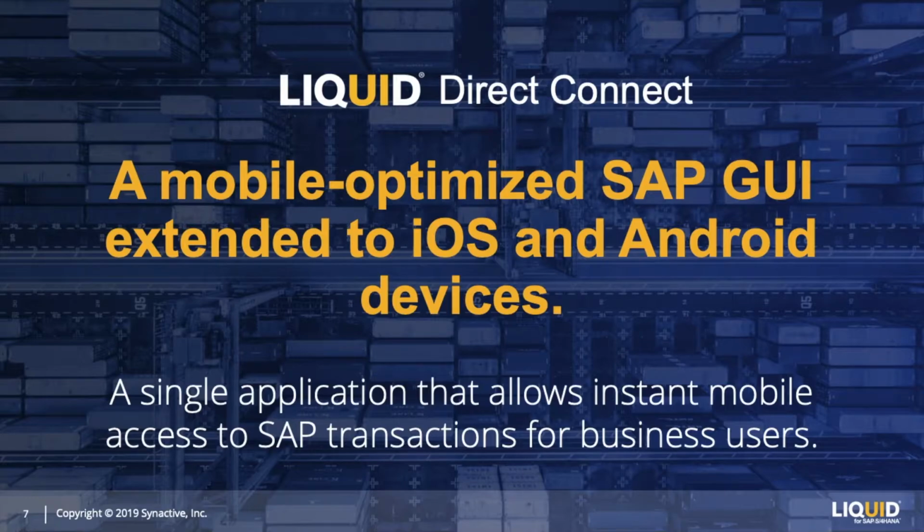proprietary Direct Connect technology. So Liquid UI Direct Connect, this is a mobile-optimized SAP GUI which is extended to iOS and Android devices. And this is a single application that allows instant mobile access to SAP transactions for business users, and that's any SAP transaction. If it's available on the SAP GUI, including Z transactions, it is available through our Liquid UI Direct Connect app.